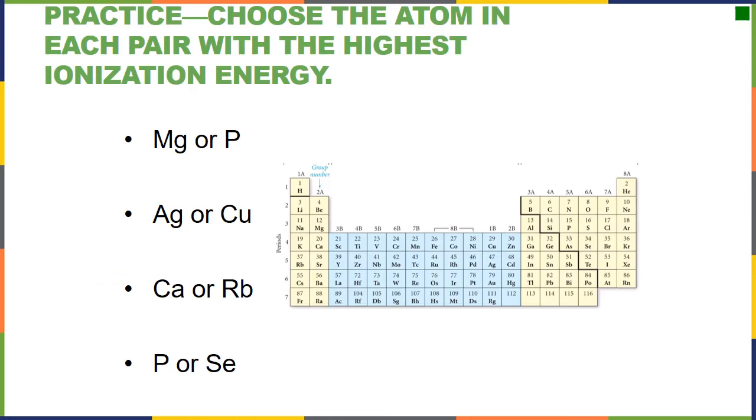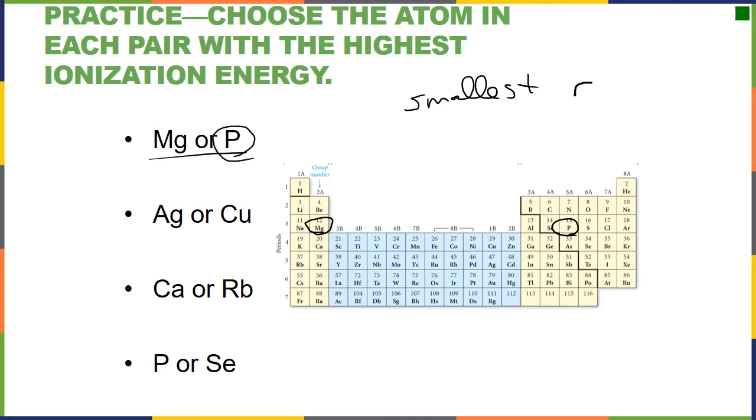So let's take a look, and we can do this entirely by size. We want to know which has the highest ionization energy, which simply asks the question of which is the smallest. So we've got to figure out where they are. If we look at magnesium and phosphorus, we know that as we go from left to right, it gets smaller. Therefore, phosphorus is going to be smaller than magnesium, and it's going to have a higher ionization energy.